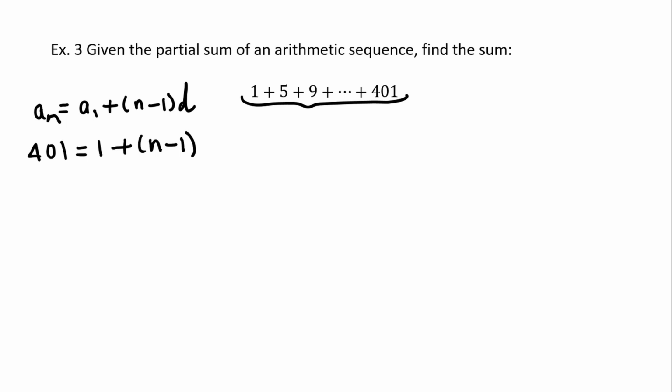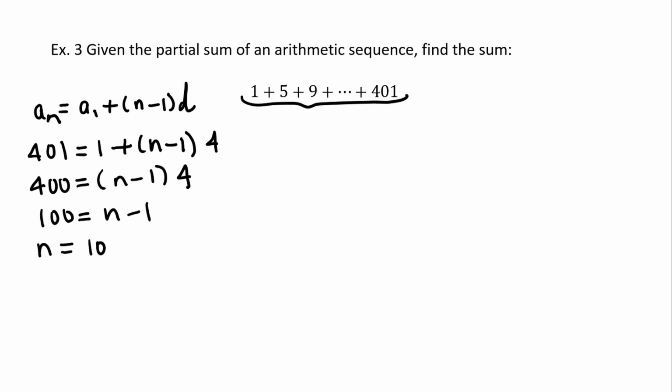And the d, let's look at the gaps. From 1 to 5 is 4. From 5 to 9 is 4. We're told it's an arithmetic sequence, so the difference is not going to change. And we could do this times 4 for the common difference. Subtract 1 from both sides, and we get 400 is equal to the quantity n minus 1 times 4. Divide by 4 on both sides. We get 100 is equal to n minus 1. Solving for n, I would add 1 to both sides, and we learned that there are 101 terms.